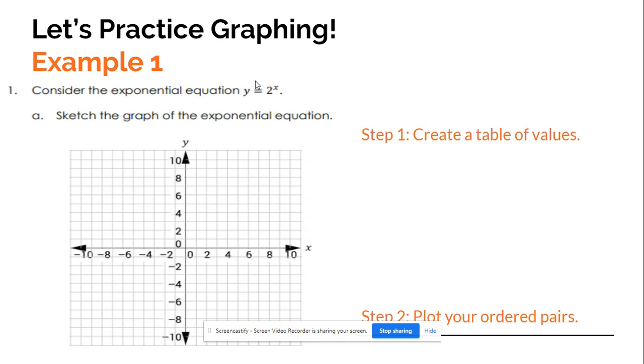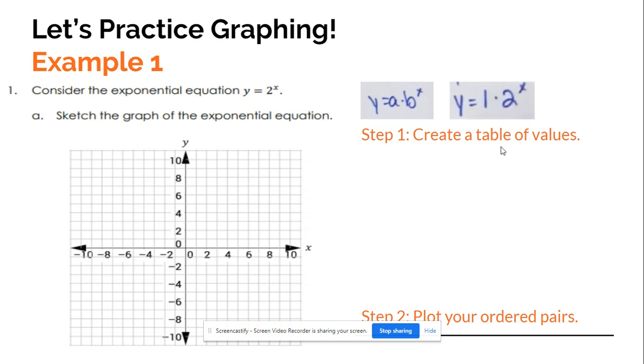Moving on today, our goal is to be able to take this algebraic equation and sketch the graph of the exponential equation. The very first step is to create a table of values using the formula y equals a times b to the power of x.